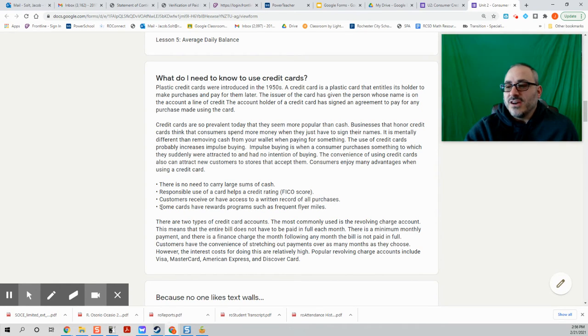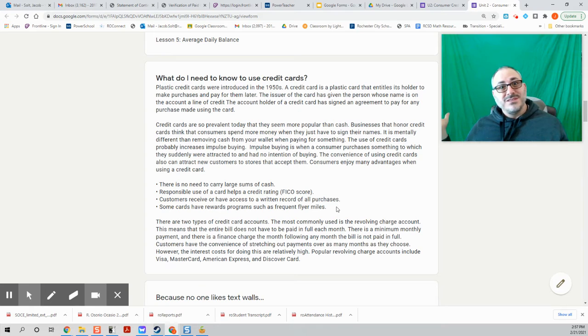And then, of course, some cards also have a reward program, such as frequent flyer miles. If you like to travel, this can be a really nice little bonus, right? Sometimes it's a mile per dollar that you spend. So, you end up spending maybe $5,000 on the credit card over the course of a year, and then you get 5,000 miles. Maybe that's a trip to California or something. It can be kind of cool to get those little rewards.